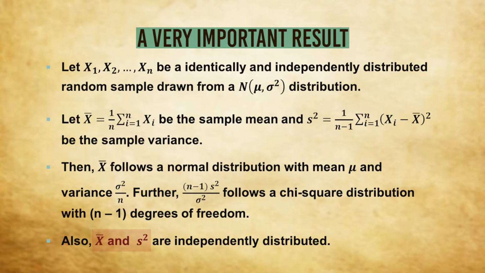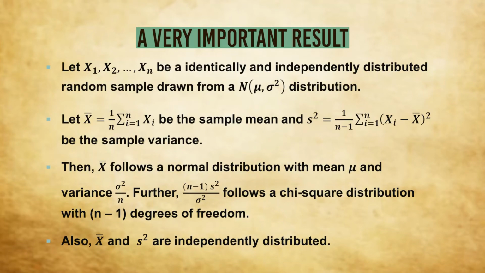That means, in a nutshell, what do we want to say by this result? If we have a random sample drawn from a normal mu, sigma square population, we define x bar as the sample mean and s square as the sample variance. X bar will follow normal mu comma sigma square by n, while n minus 1 times s square by sigma square will follow a chi-square distribution with n minus 1 degrees of freedom. And x bar and s square are independently distributed. This is a very important result, and we will apply this result in several situations, as we will be able to see in the subsequent lectures.